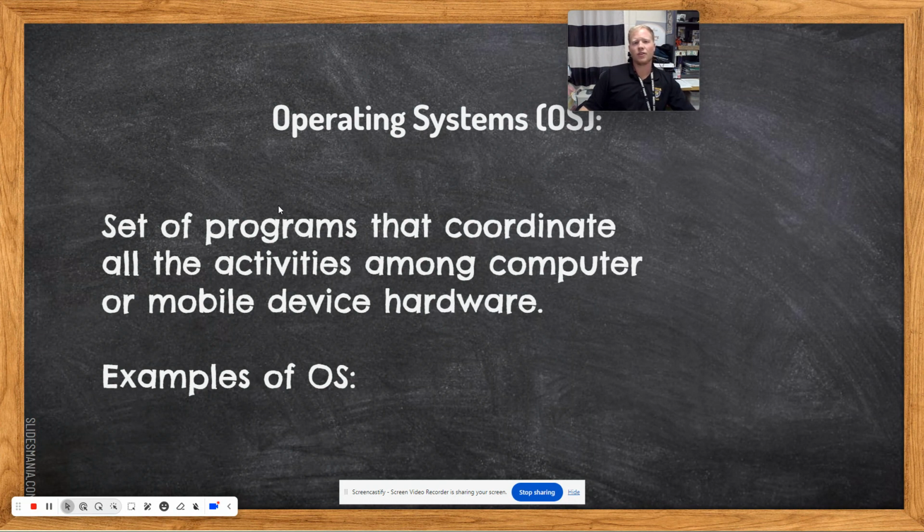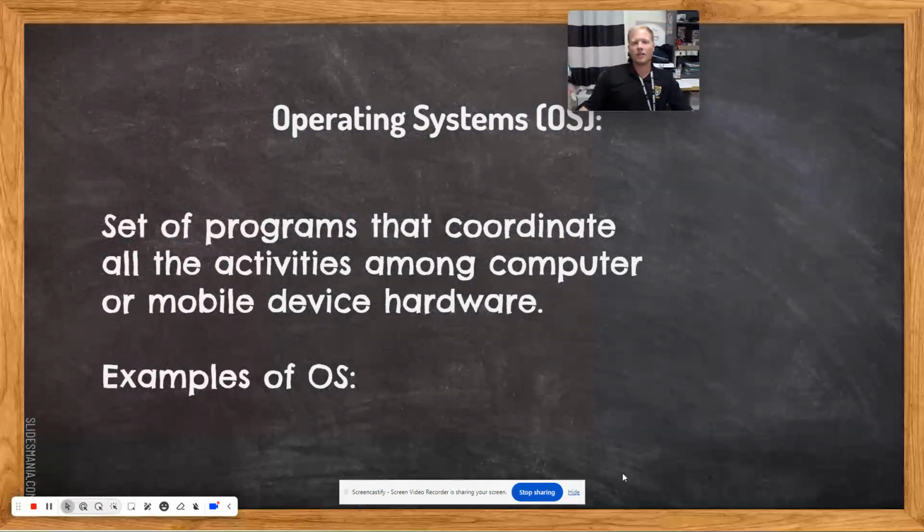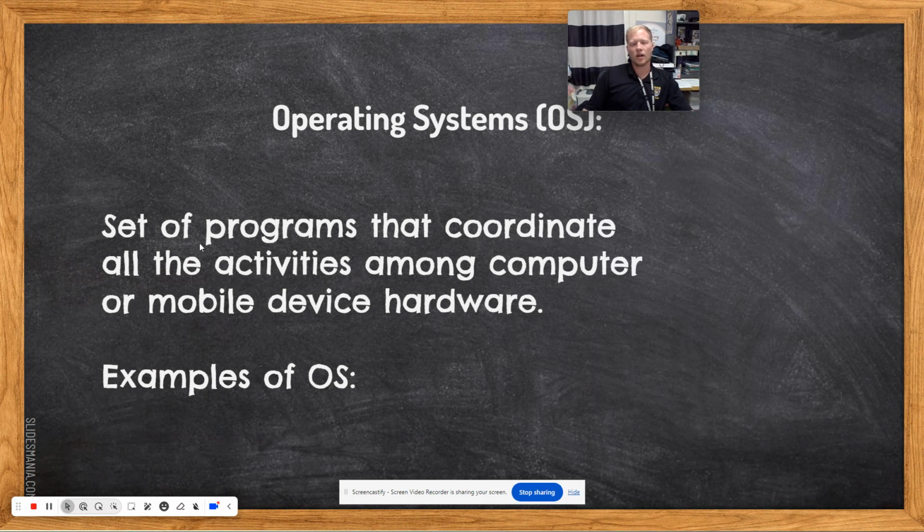All right, so a definition for operating system. We've talked about it. It is the user interface that you use when you're using a computer. But a better definition is a set of programs that coordinate all the activities among computer and mobile device hardware. Some examples of operating systems we've talked about already: we've got Mac OS, we've got Windows, we got Linux, we got Chrome. All right, so those are your first 2 answers there.